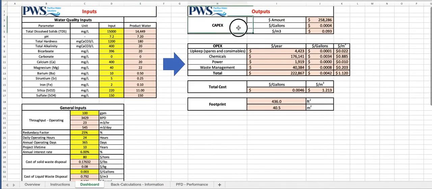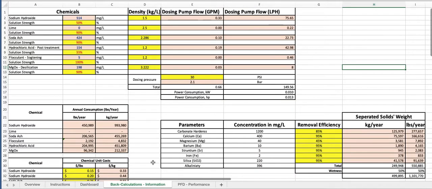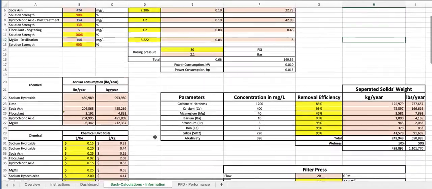On the output side, it gives you capex in terms of dollar amount, normalized per gallons and per cubic meters, as well as detailed OPEX cost: dollar amount per year, dollar per gallon, and dollar per cubic meter. And finally, it gives you the total cost of the project on a normalized basis, as well as the footprint that you would probably need. In the back calculations, there are a lot of things happening.